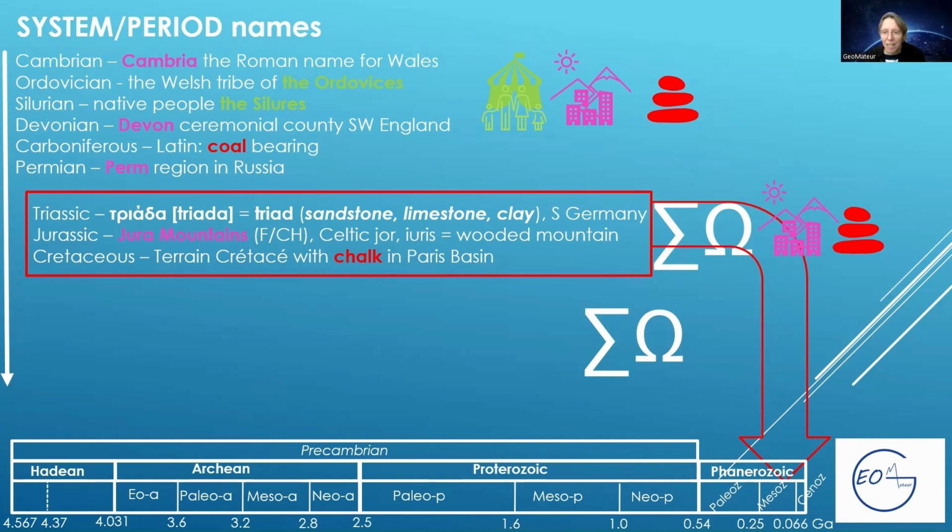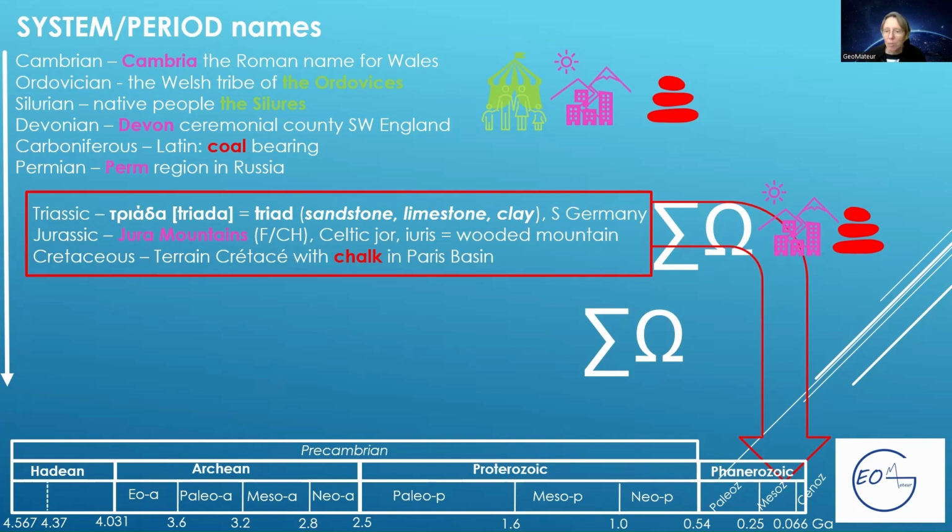Triassic, its name comes from the Latin word for triada, or threefold, reflecting the division of rocks, typical rocks like sandstone, limestone, and clay, reflecting the distinct three layers.